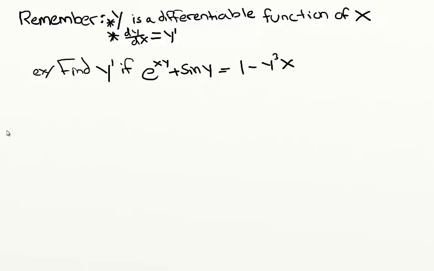So here's our second example, and we're going to do the same thing, find y prime. So let's go ahead and start. First we have this e to the xy. So again, we're going to take the derivative of e to the xy, which is just e to the xy, and then by the chain rule, we need to take the derivative of that exponent xy. So x times y is a product, so we're going to have a product rule here.